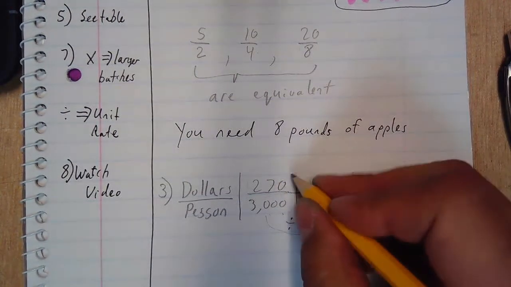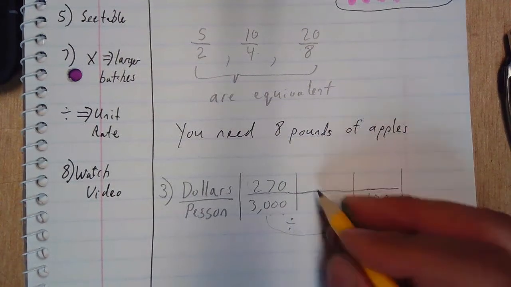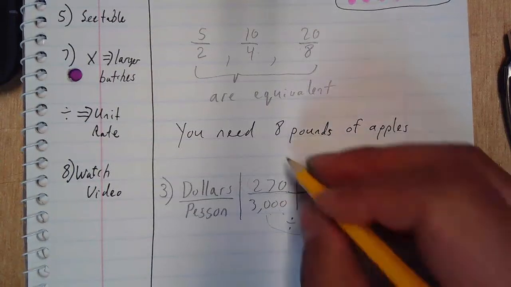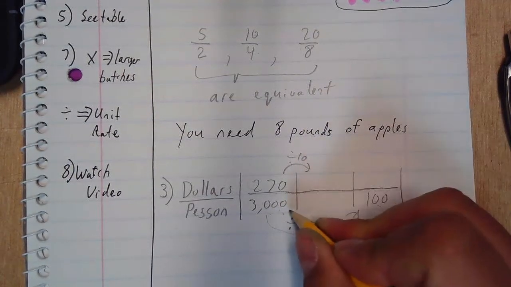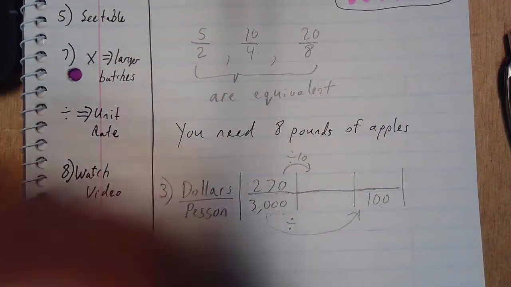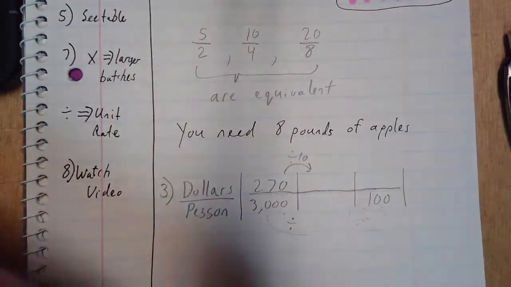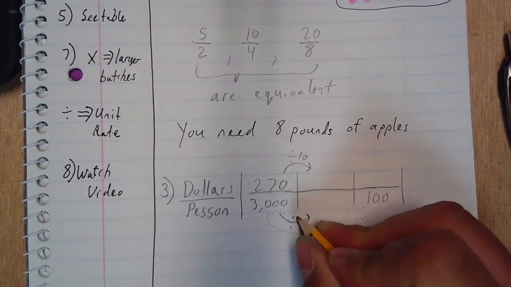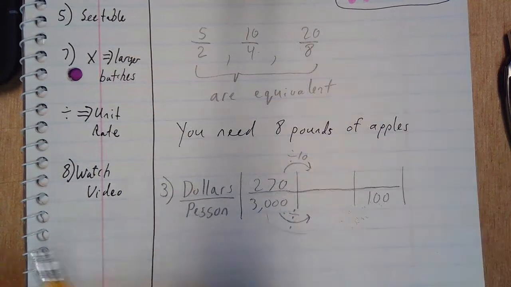They both end in 0. That means 10 can be a factor. I can make 10 groups out of 270, 10 groups out of 3,000. So we're going to scale down. Again, whatever you do to one, you do to the other. You're going to scale down, scale down, scale down. Kind of messed up my division symbol there, but that's okay. And I'll just erase this one.